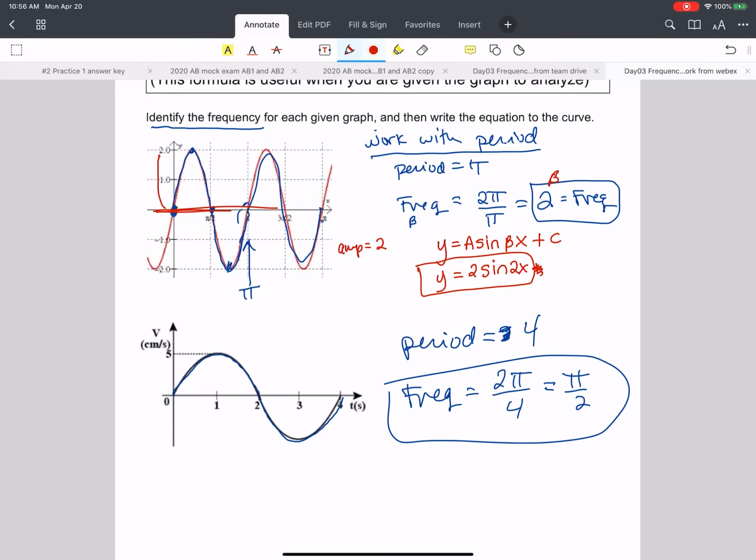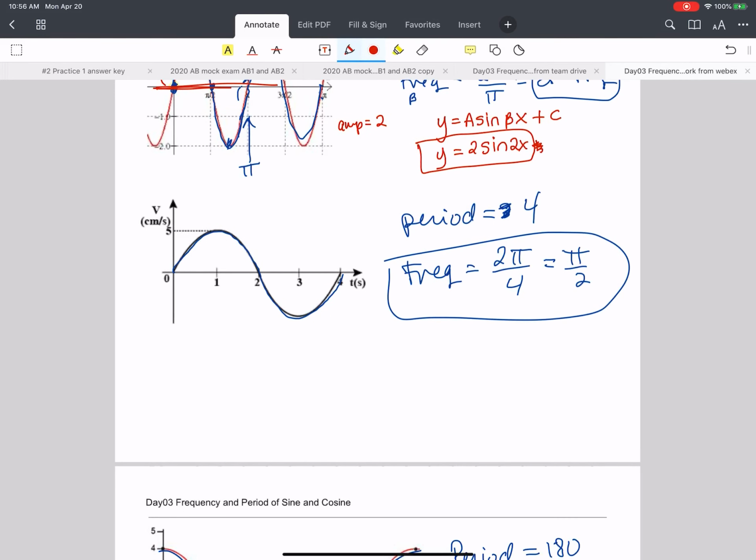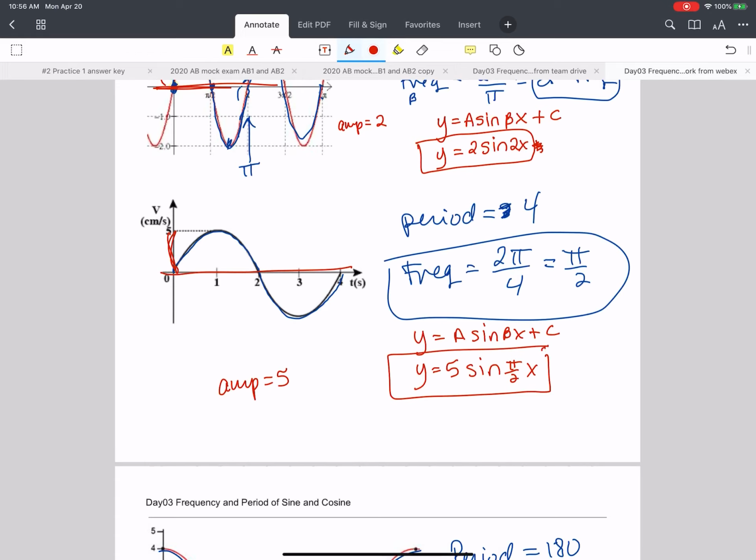Let's go to this equation. So it's a sine curve. So y equals a sine bx plus c. What's my amp? Amp is 5. That's how high it goes from the center. 5 sine, my frequency is pi over 2 x, and my center is 0. So I don't need to write anything there.